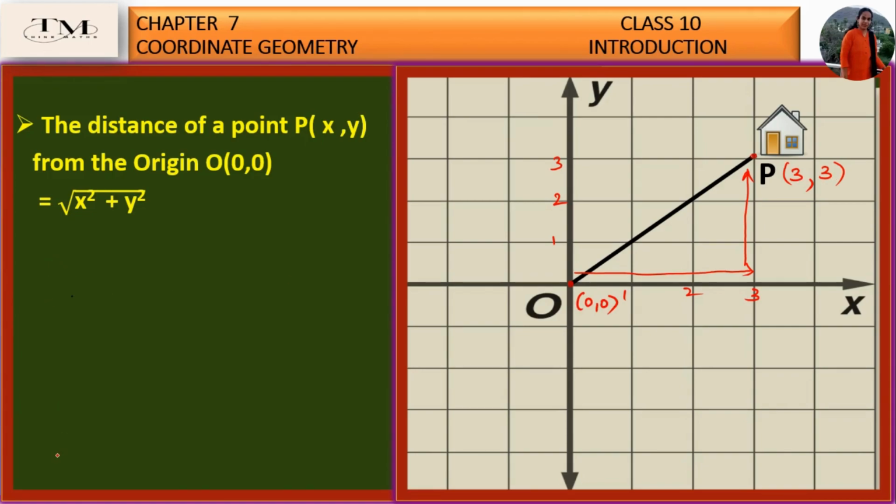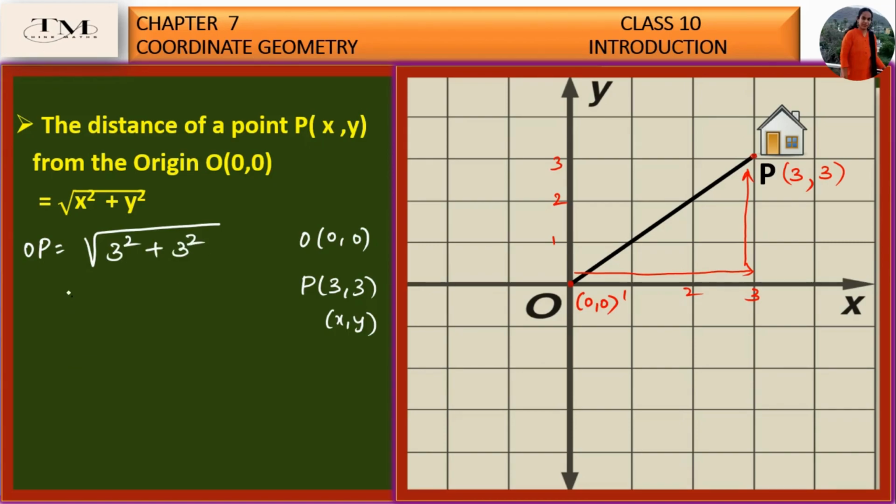So the distance OP is equal to the square root of... so what is O? It is (0, 0) and P is (3, 3). So this is nothing but (x, y). Its formula is x square plus y square. So x is 3, so 3 square plus 3 square.